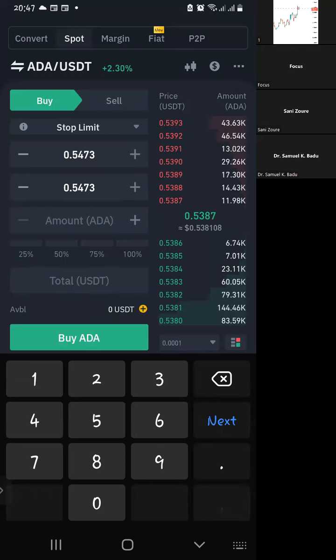So stop, market, limit, stop limit. Are we clear? Are we clear on this? Yes. Yes. Stop limit, come again. Sir. Hello. Yes. Hello. We can hear you. Yeah, about the stop limit.